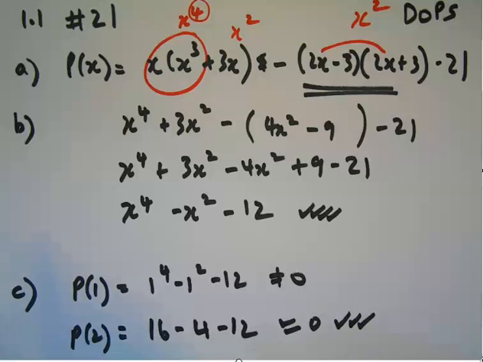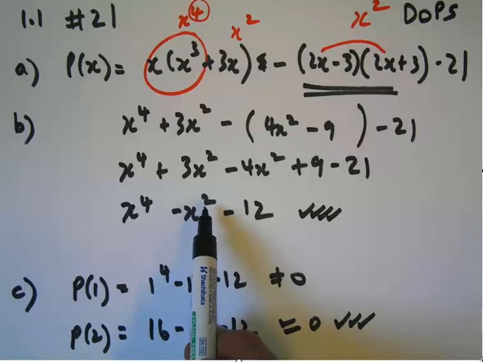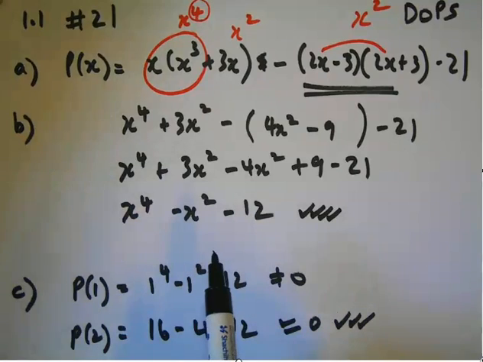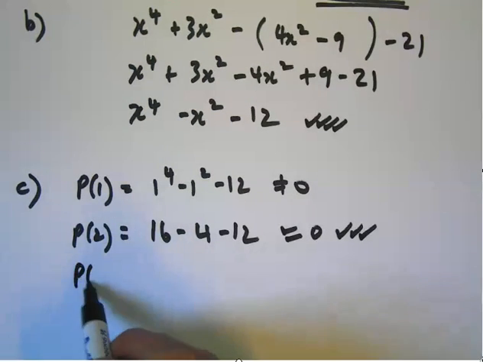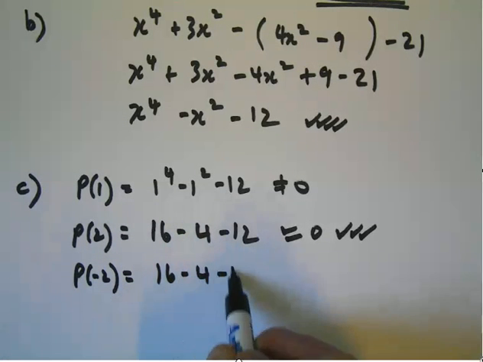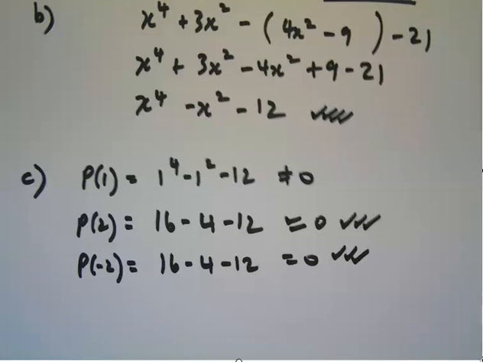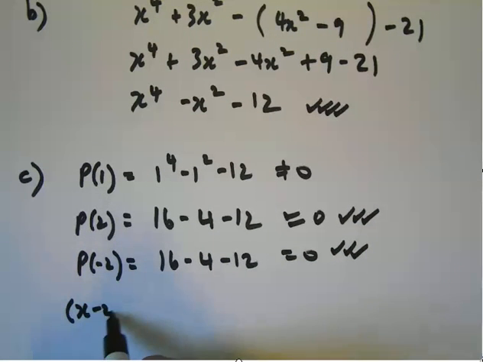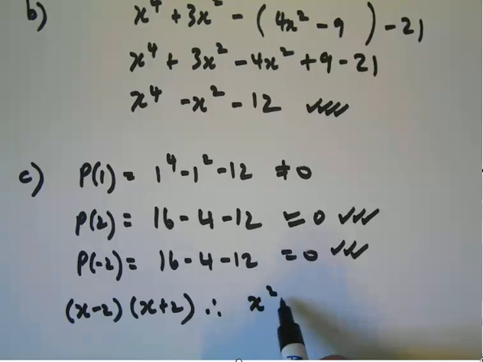And because this is to the power of 4 and that is to the power of 2, it'll always end up positive, then P of negative 2 will also be 16 minus 4 minus 12, which equals 0. So therefore I found two factors. I have x minus 2 and x plus 2 are both factors. Therefore x squared minus 4 is also a factor.